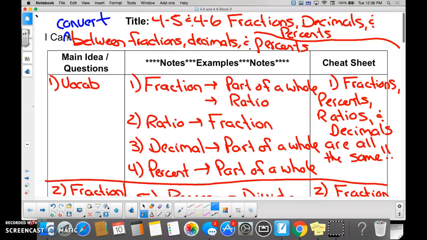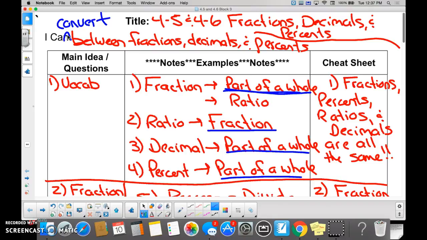Landon, you specifically, can you tell me what is the difference between a fraction, a decimal, and a percent? There really is no difference, right? Other than how they look. Because a fraction, which by the way is a ratio, is part of a whole. A ratio, which by the way is a fraction, will still also be part of a whole. A decimal is part of a whole, and a percent is part of a whole.